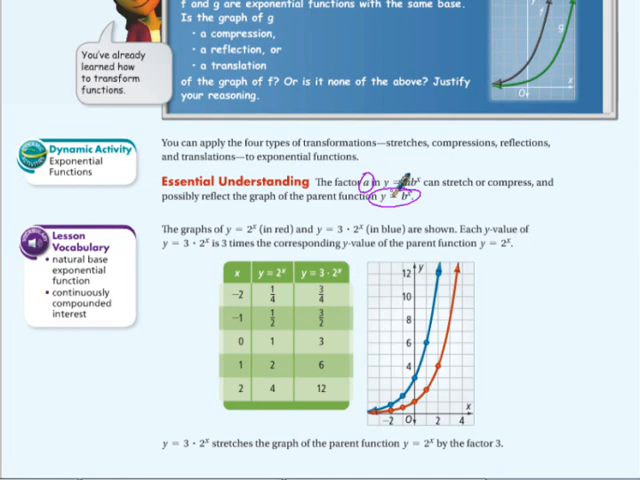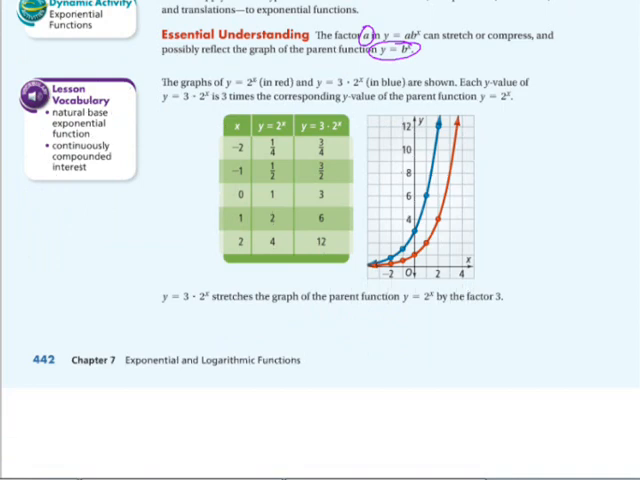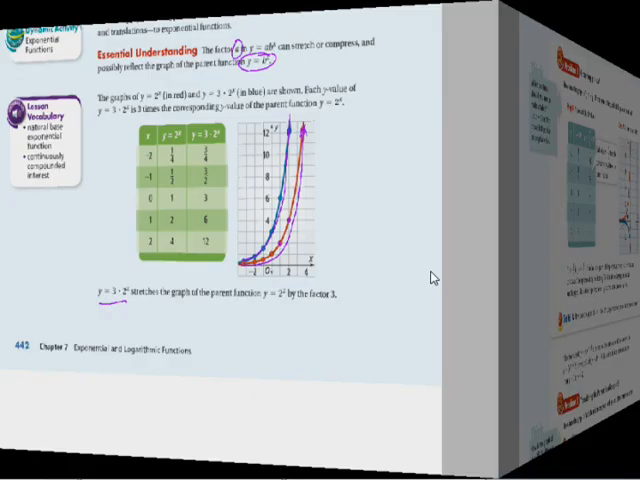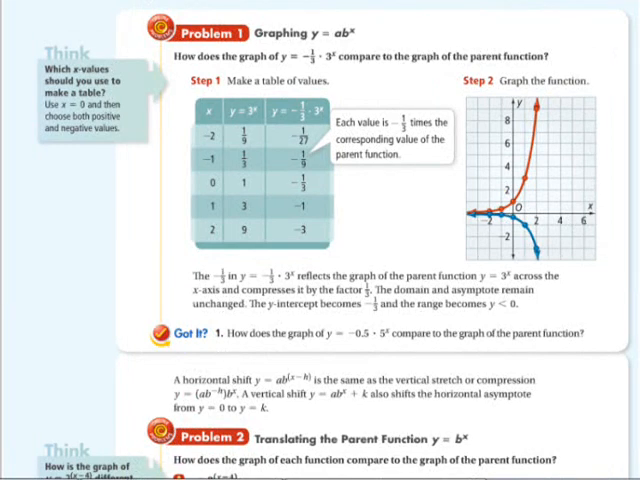But if we look at, for example, in the picture here, y equals 3 times 2 to the x stretches the parent function of y equals 2 to the x by a factor of 3. So if this first red one right here were y equals 2 to the x power, then when we stretch it by 3, where this was 2, 4, so now it's 2, 12. This was 1, 2, so now it's 1, 6. Pretty self-explanatory stuff there.